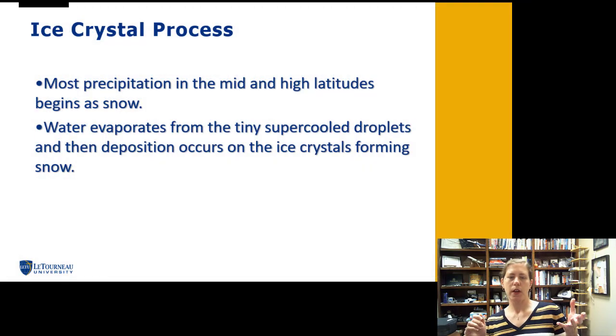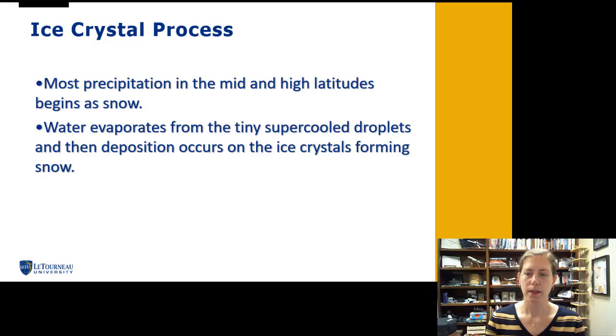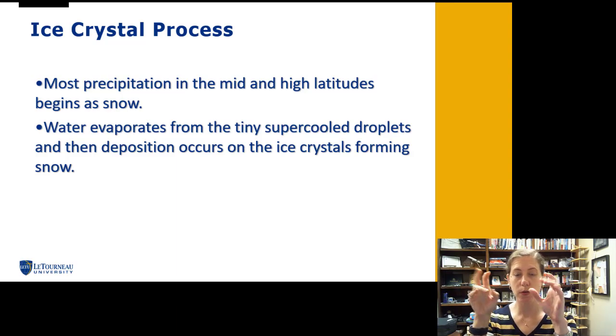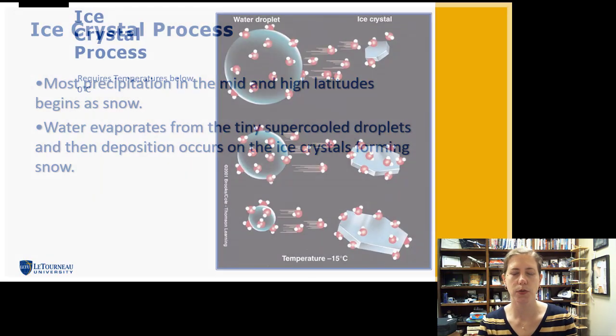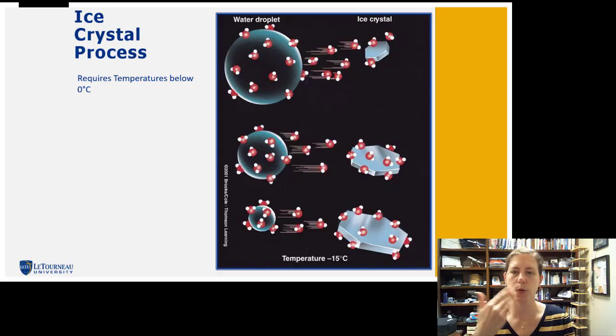This ice crystal process, again, most precipitation in the middle and high latitudes, starts off as snow. And we have water that starts evaporating from tiny supercooled droplets and then depositing. Basically, it's just water vapor. It freezes. Deposition is freezing onto ice crystals, which form snow. This requires temperatures to be below 0 degrees.